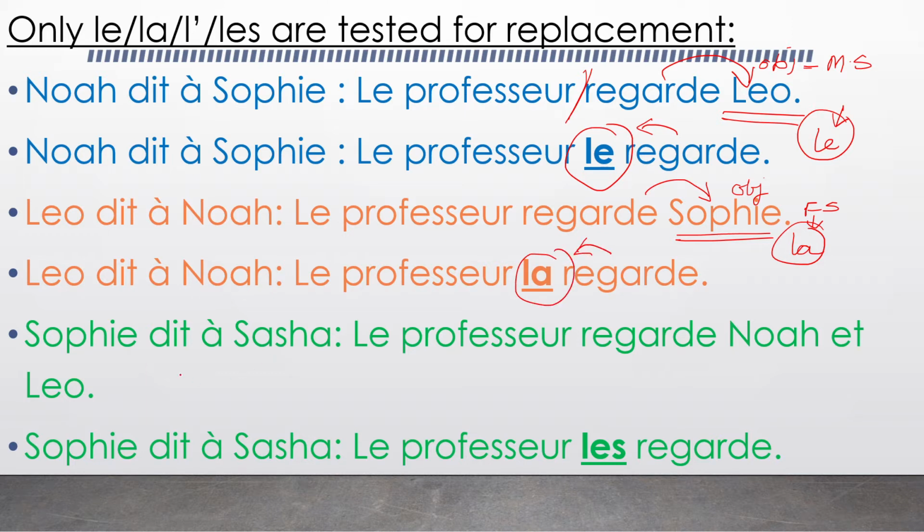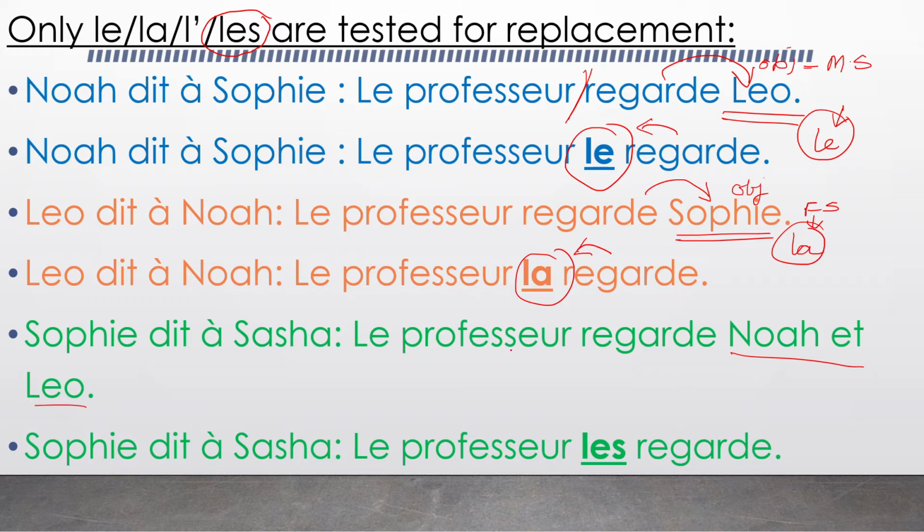Now, if you have another girl in the class named Sasha, Sophie tells Sasha, le professeur regarde Noah et Leo. So the professor is looking at Noah and Leo. Now, if you want to remove this Noah and Leo from the sentence, what will you say? The professor is looking at them, right? So how do you say them in French? It is les. There is only one plural direct object pronoun, that is les. So you don't have to concern yourself with the gender when it comes to plural. Just like in English, there is only one them. It is used for both males as well as females.